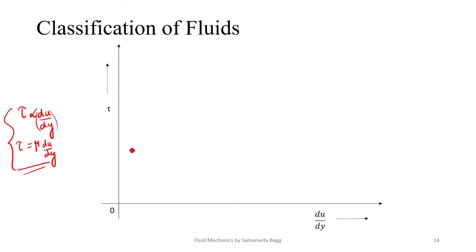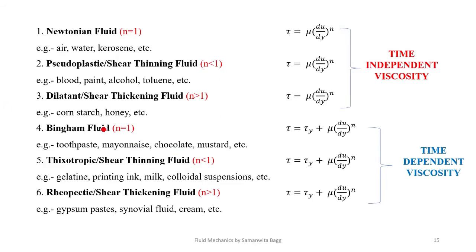So first we'll talk about the Newtonian fluid itself. Here I have jotted down all the fluids that we are going to discuss. The first one is the Newtonian fluid, wherein n is equal to 1. Now I wrote tau is equal to mu du by dy, always raised to n. When this n is equal to 1, it is linear. We say it is a Newtonian fluid. Air, water, kerosene are some examples of Newtonian fluid.